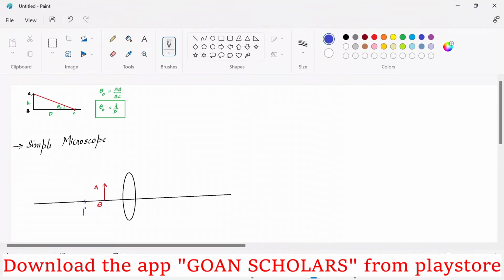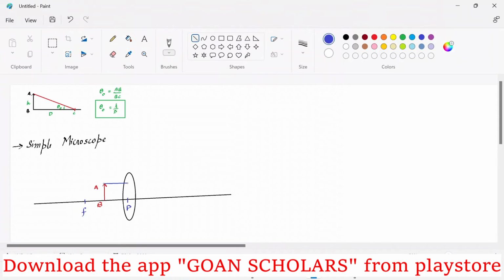So let me draw the ray diagram. What's the important condition to place? This object must be placed between the focus and the pole. Why? Because from 10th standard we have learned that if the object is placed between focus and pole, the image will be virtual, erect and enlarged. So we want an enlarged image.